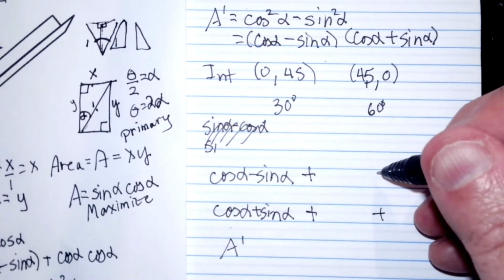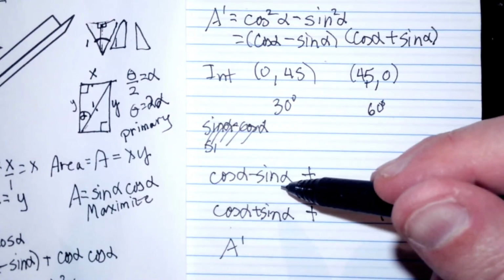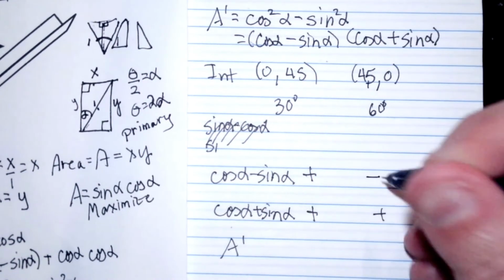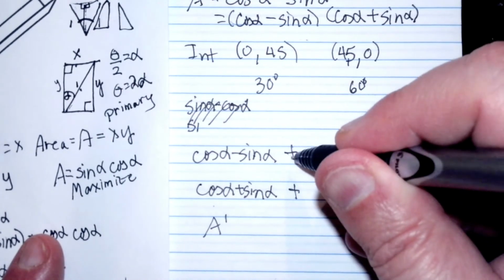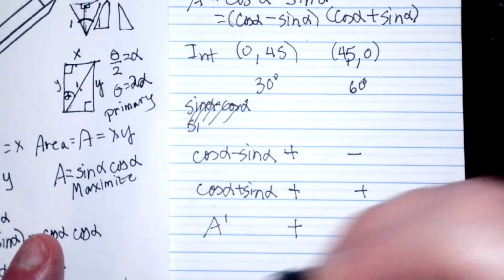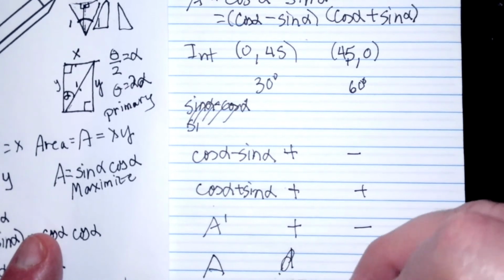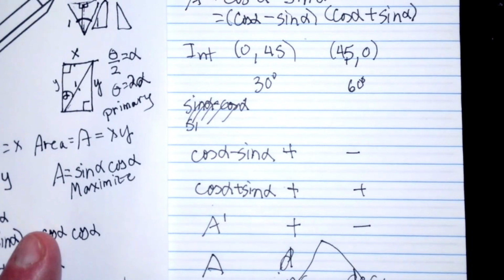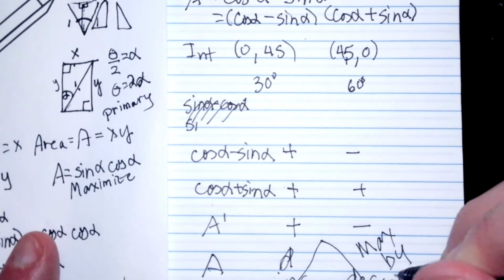Now what about over here? 60 degrees, the cosine of 60 degrees is 1/2. The sine is root 3 over 2. That'll be a negative thing. So when we multiply these two together to get A prime, we get a positive thing there and a negative thing there. That means that A is increasing and then decreasing. We've got a maximum by the first derivative test.